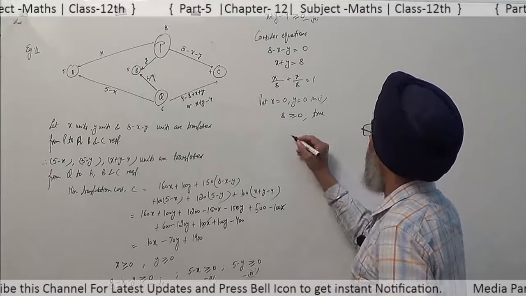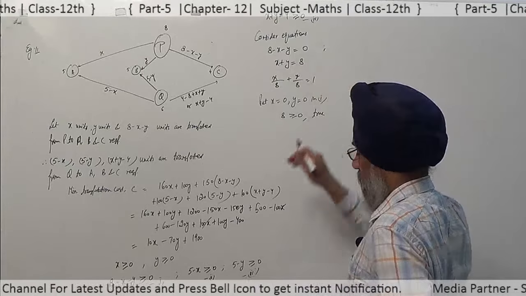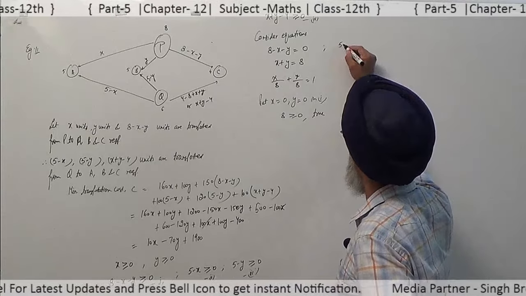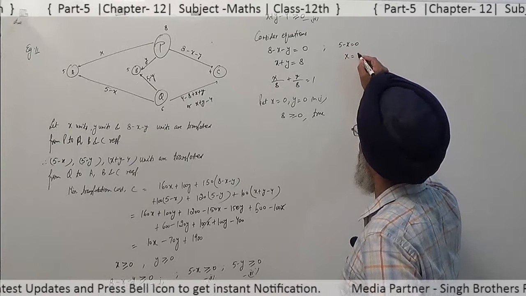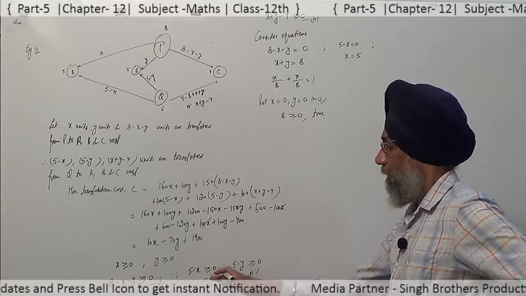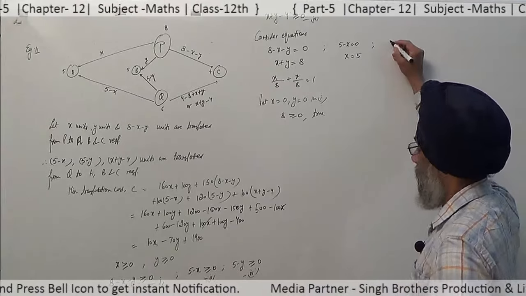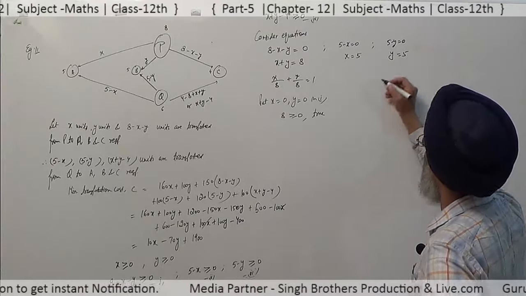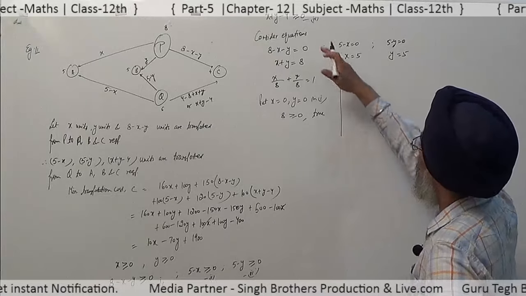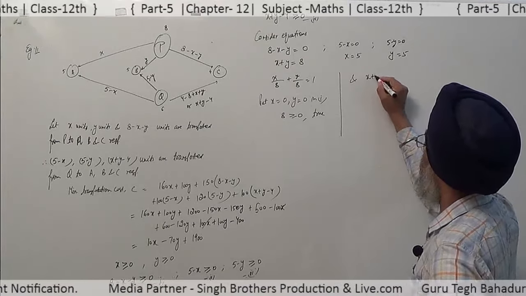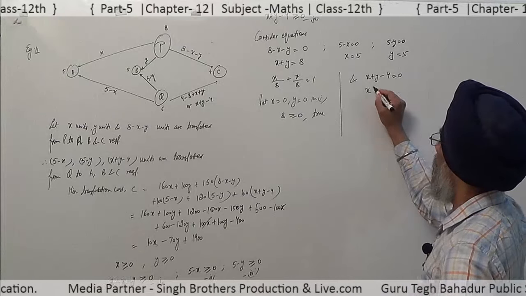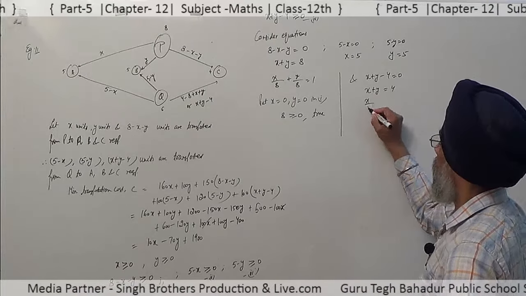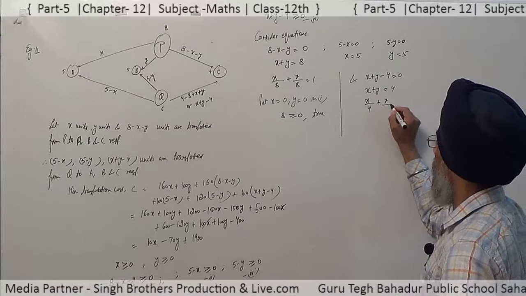Then the second equation, 5 minus x equal to 0, x is equal to 5, simply x is greater than or equal to 5. In the third one, 5 minus y is equal to 0, y is equal to 5. Then we take here x plus y minus 4 equal to 0, x plus y is equal to 4, x upon 4 plus y upon 4 is equal to 1.